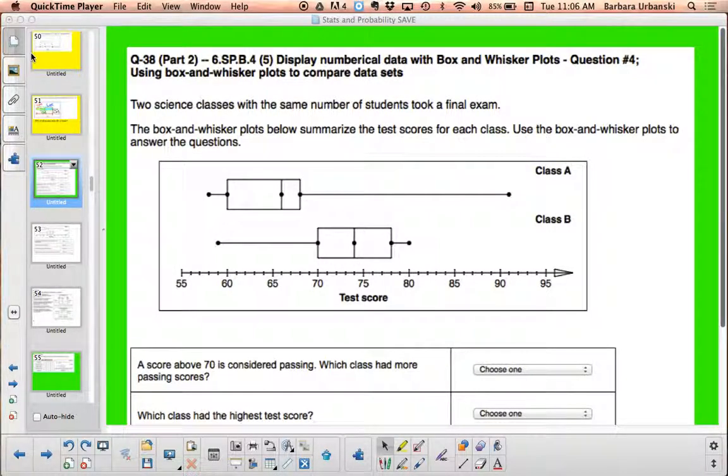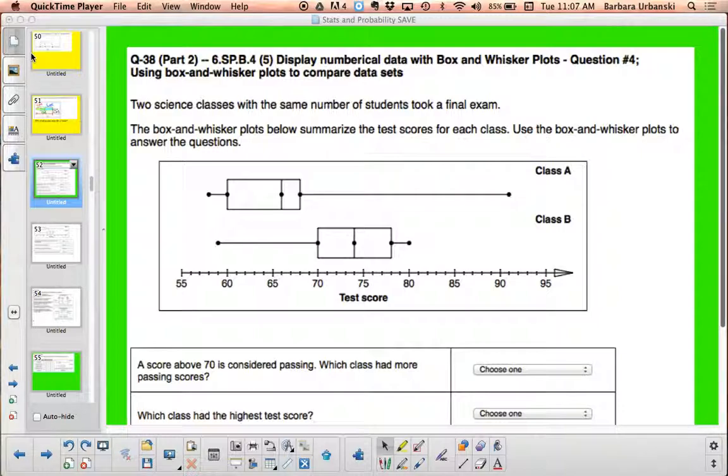Okay, what we're going to look at now, since we know how to make a box and whisker plot, we're going to see how we can compare scores and how we can utilize what data is here to answer questions. So in this particular problem, they're showing two science classes with the same number of students taking a final exam.